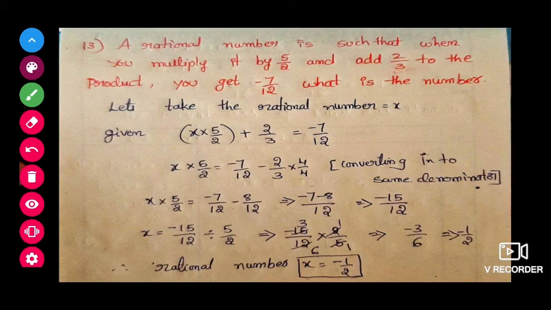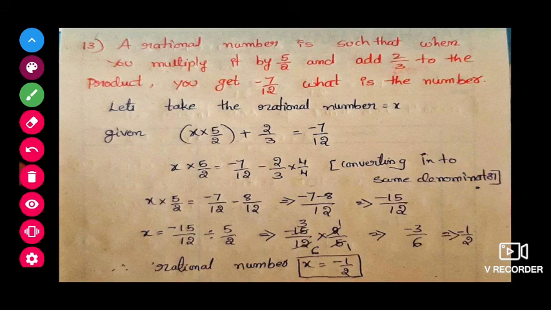If we take any rational number x, it should be in a form of what form? We already discussed, no? A rational number is in the form of p by q. Okay, the q should not be equal to 0. It may be 1 also. So that rational number I will just take as x.